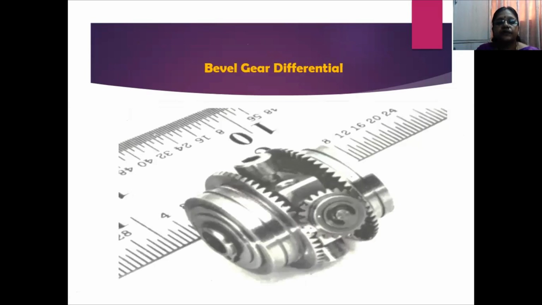You can see a photograph of this bevel gear differential. Here you can see these rings, internal gear, bevel gear combination. Similarly, you have it on the other side, and this is an arm connection member.